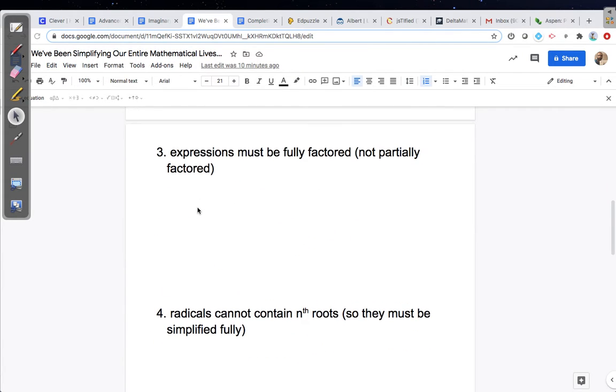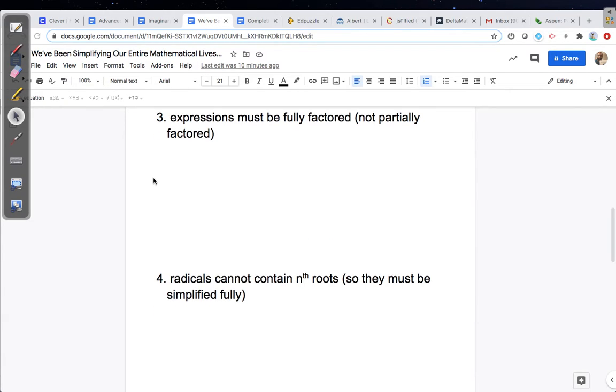Expressions must be fully factored, not partially factored. So what do I mean by that? Well, we spent considerable time factoring quadratics for the purpose of solving them, but you can fully factor something or you can partially factor it. So, for instance, let's say we have 20x to the 3rd minus 16x squared. This is not quadratic, this is cubic. One person might recognize that the 20x to the 3rd and the 16x to the 2nd have a common factor of 2x, which is correct.